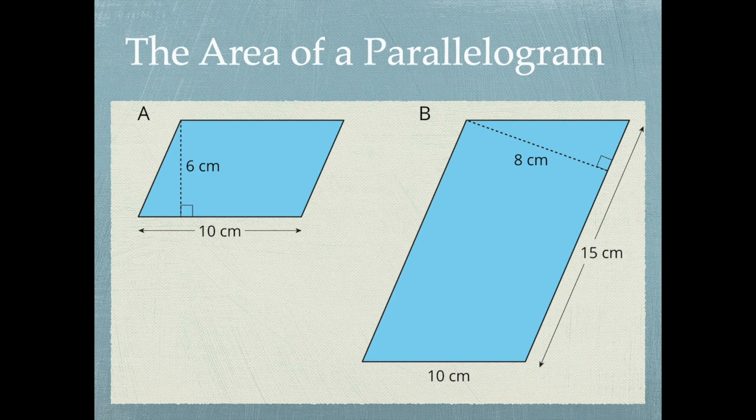But if I look closely at A, the side and the top are not the same length, but the side and the side are the same length, and the top and the bottom are the same length. So a parallelogram has 2 pairs of parallel sides, and each pair is exactly equal to its opposite side.